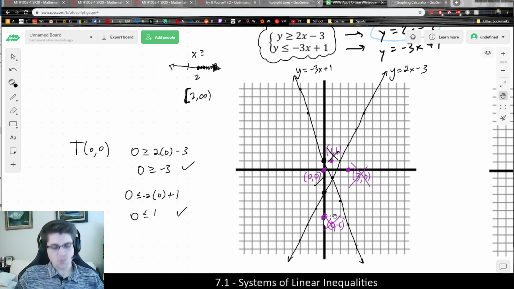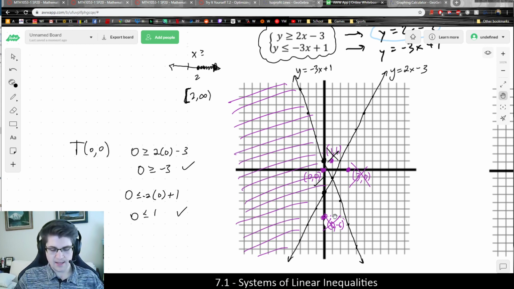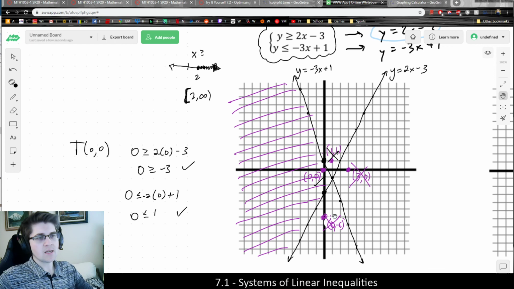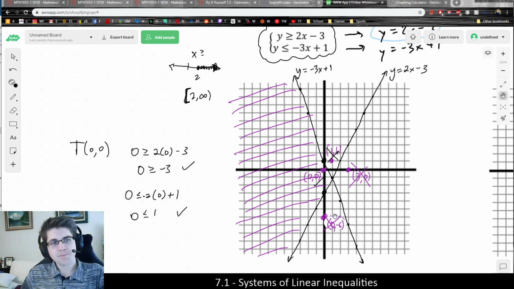And the implication is once I find a test point that works in both, I know that that is in the shaded area of my system as well. So again, the point of this method is to figure out which area is shaded using a test point system. And once you guess, you basically guess and check. Once we find one that works, it implies the rest of the region must also work.